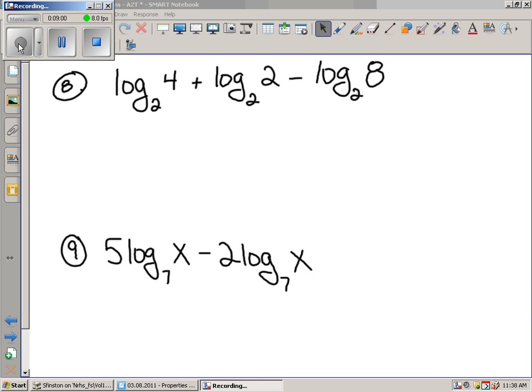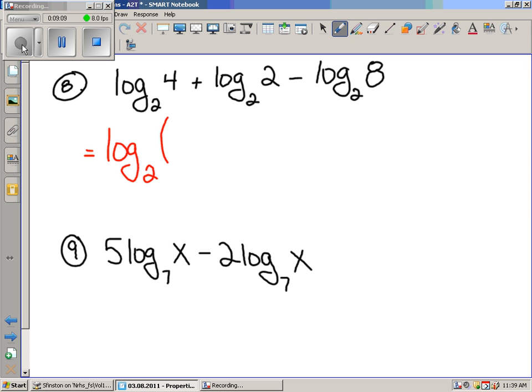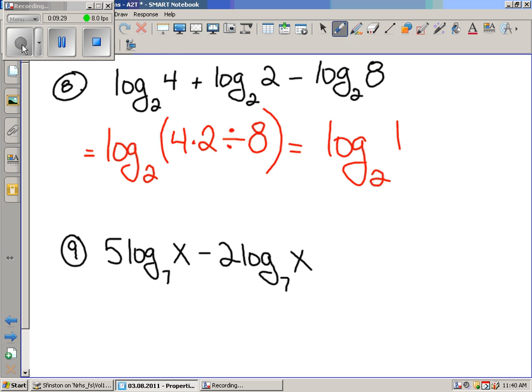Take a minute and try to do that. Very nice. Log 2. Because it's addition, you have to do 4 times 2. And then what do you have to do after that? Then you have to subtract. So 8 divided by 8 is 1. Good. So this subtraction means divide. And it's a log 2. Yes, you have to put the 1.